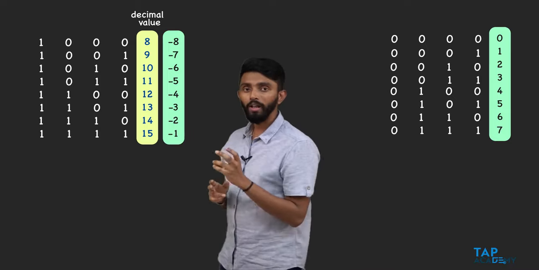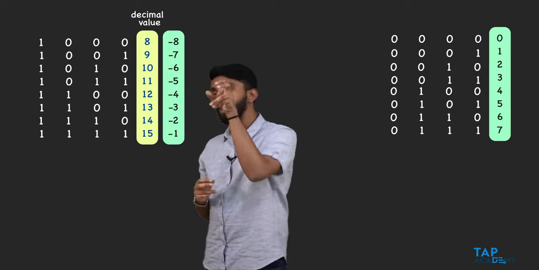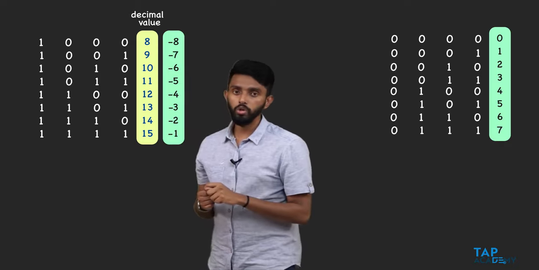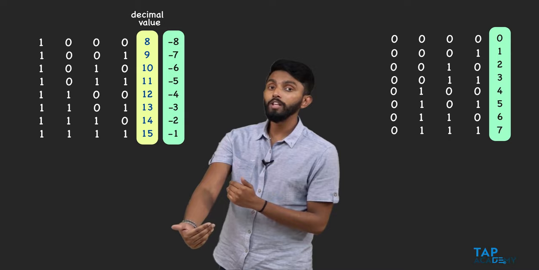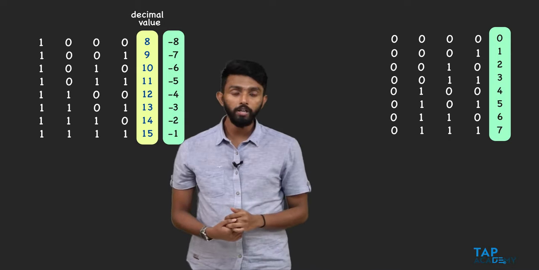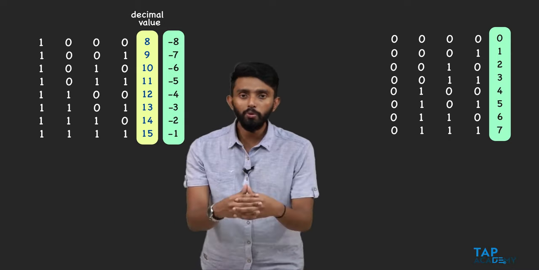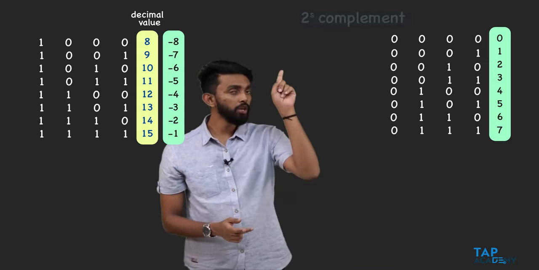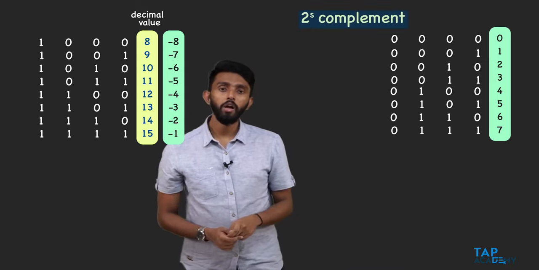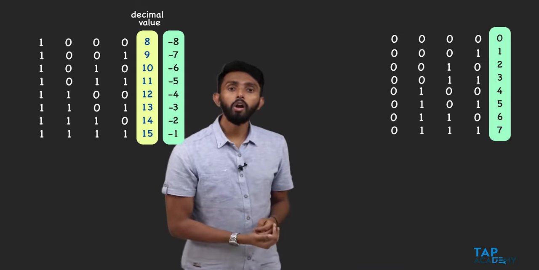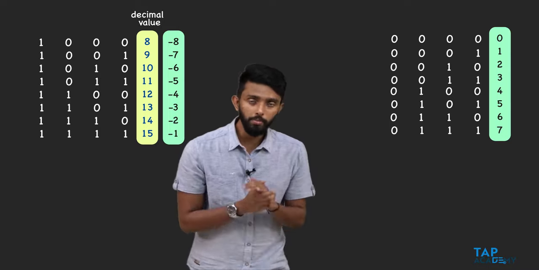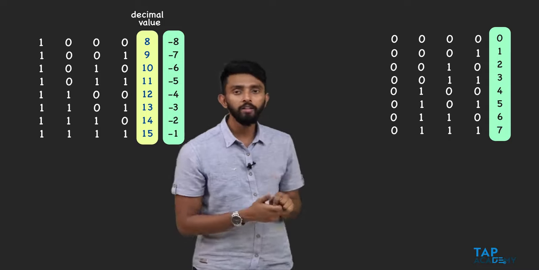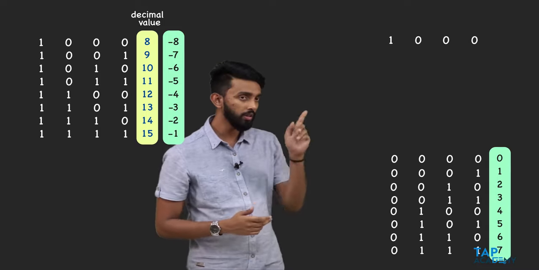Now, how can I ensure that I get minus 8 out of 1, 0, 0, 0? Because 1, 0, 0, 0 right now, if I convert it into decimal, I will get 8 and not minus 8. For that, they came up with a beautiful methodology called 2's complement. Negative numbers are always stored in the form of 2's complement. Now, what does that mean? See, I'm just bringing that 1, 0, 0, 0 to this side.